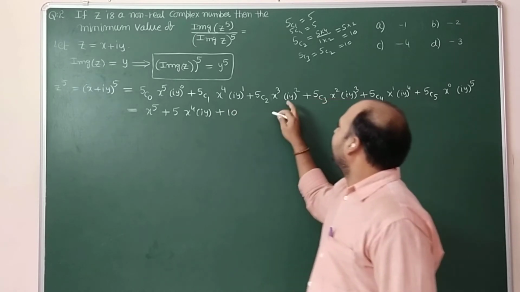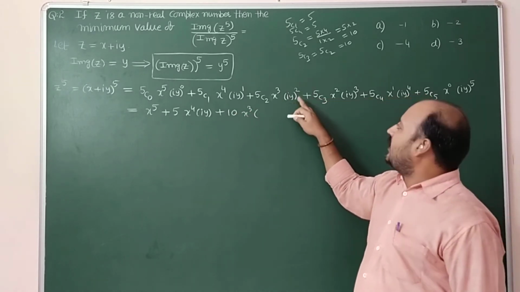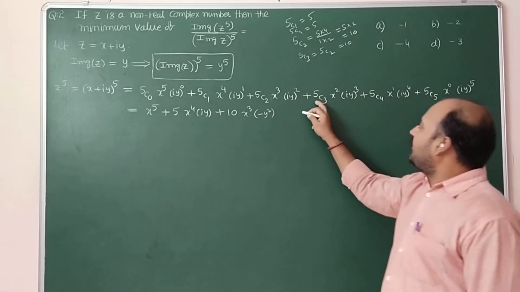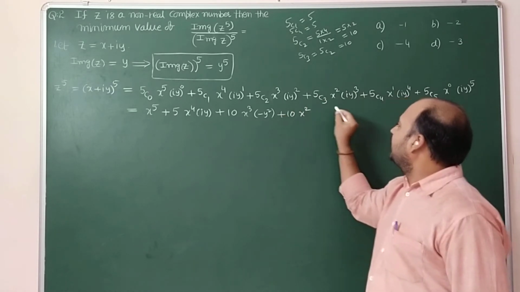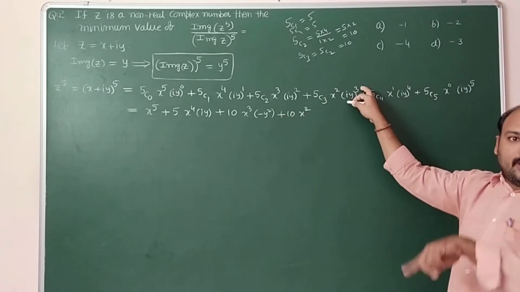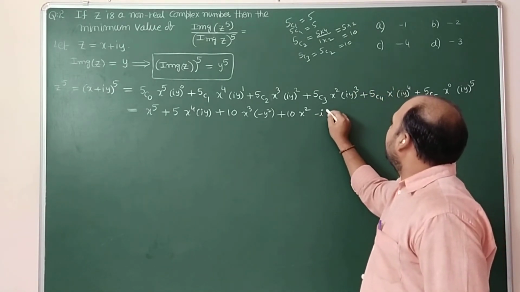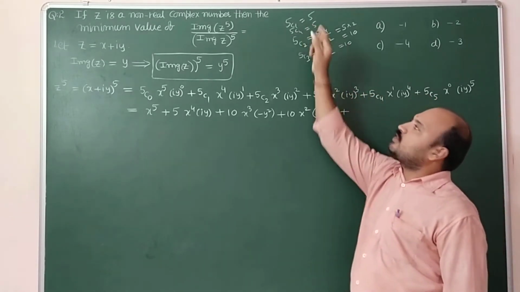5c2 is 10 x power 3, i square is minus 1, into y square. So minus 10 x cube y square. Next 5c3. 5c3 value 10 x square, i cube. i square into i, i square value minus 1, minus 1 into i, minus i, into y cube. Plus 5c4. 5c4 is also equal to 5.